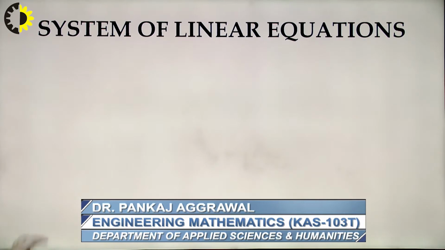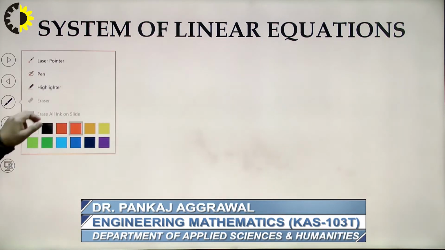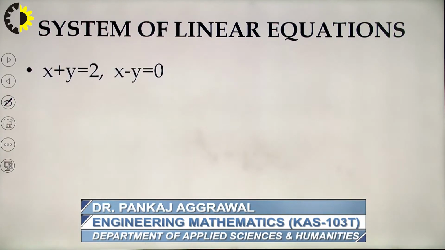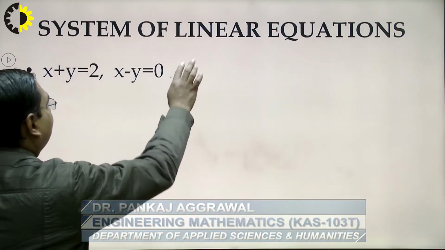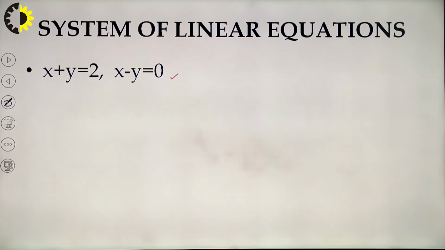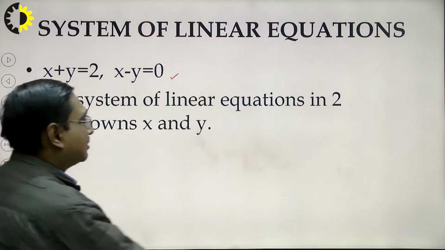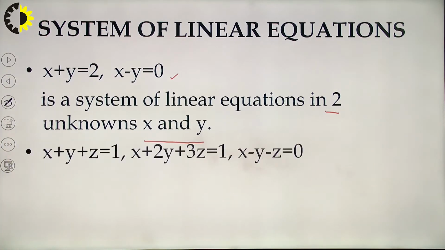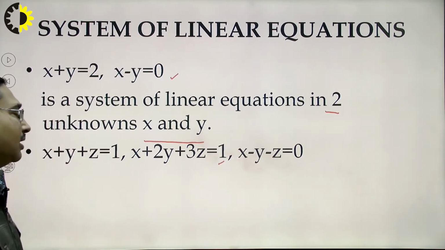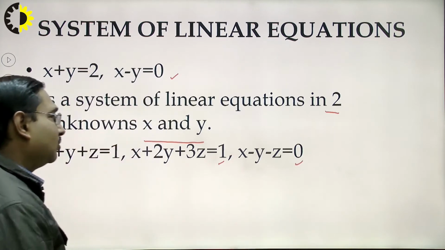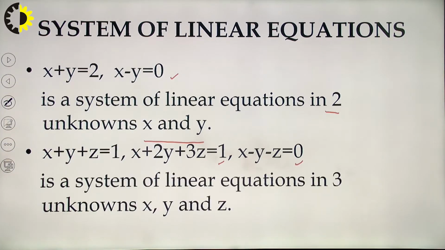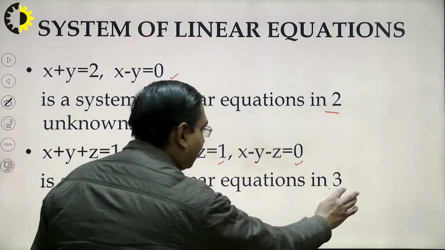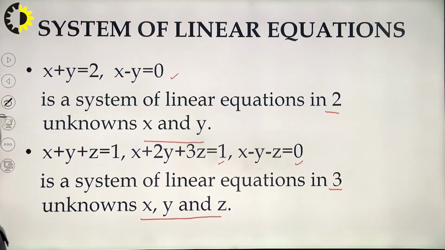We are already aware of what a system of linear equations is. Consider this system: x plus y equals 2 and x minus y equals 0. We already know that this is a system of linear equations in two unknowns x and y. Similarly, if I consider x plus y plus z equals 1, x plus 2y plus 3z equals 1 and x minus y minus z equals 0, then it is also a system of linear equations, which is in three unknowns x, y and z.